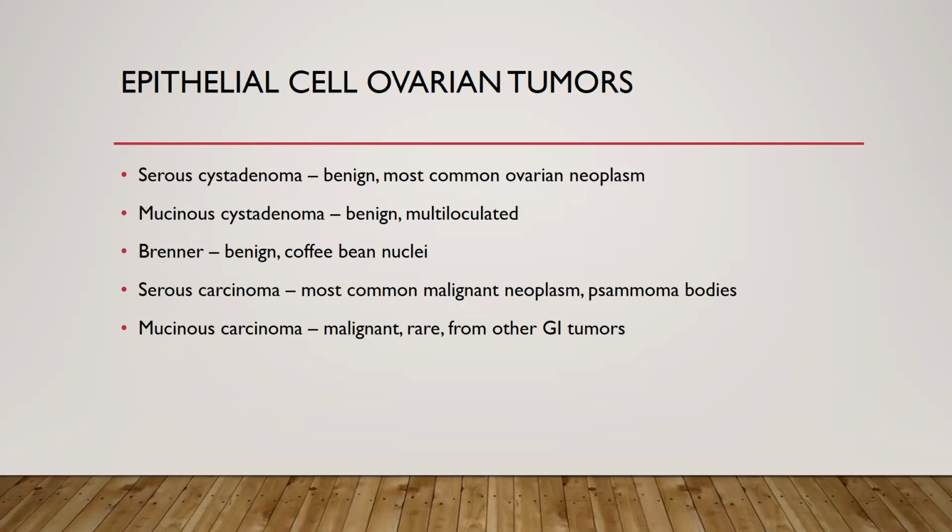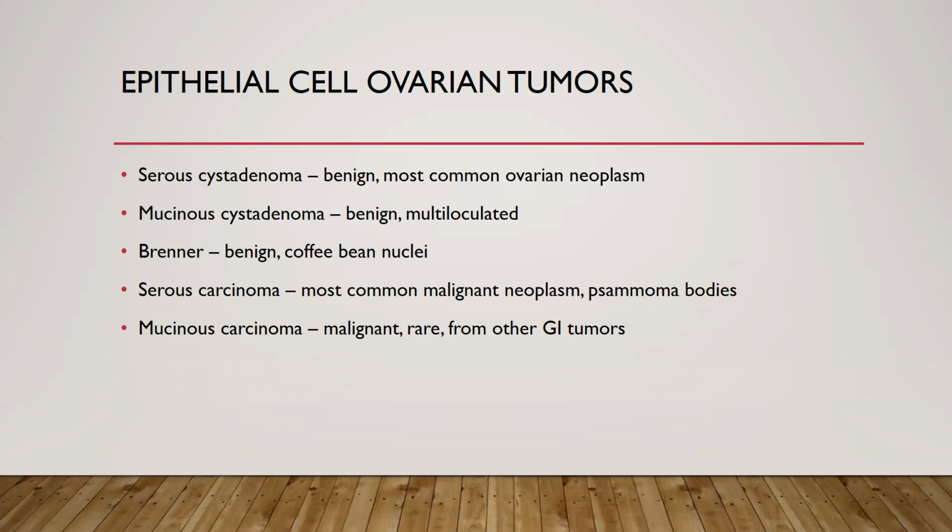So these are all tumors that are from epithelial cells. So I tried to just pull some important terms for you to associate. Again, name recognition is key here. Your serous cystadenoma is benign and the most common ovarian neoplasm. So a good one to know. The mucinous cystadenoma is multiloculated and associated with mucus accumulation. Brenner's ovarian tumor is benign and has a coffee bean nuclei appearance.